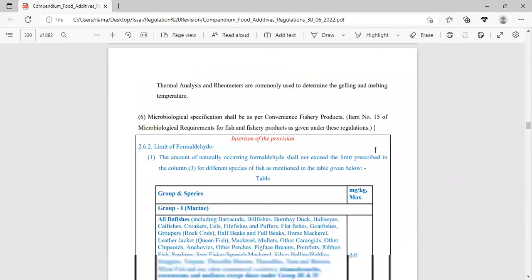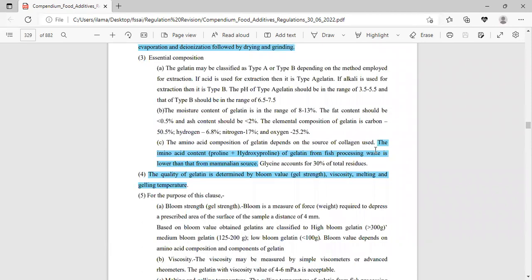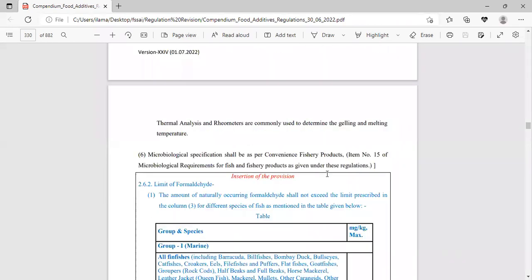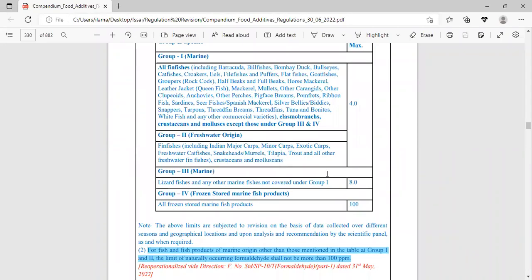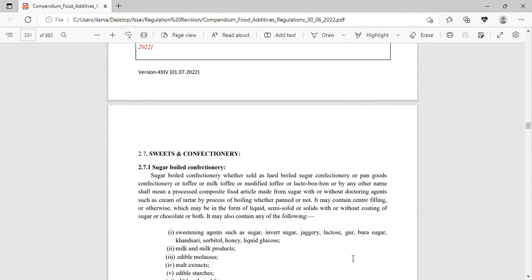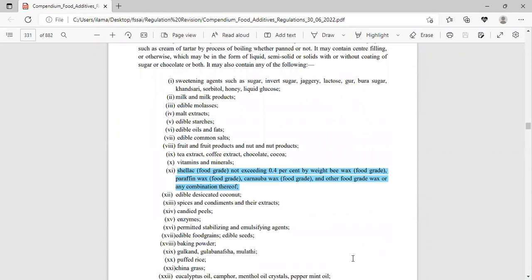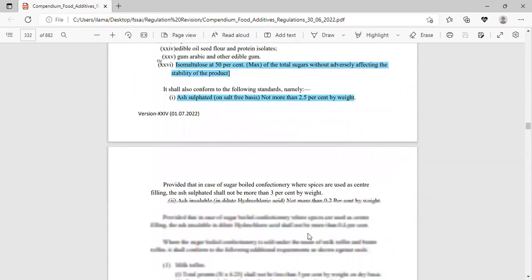Usually, the quality of gelatin is measured using Bloom value. So note what is Bloom value. It will give the gel strength, viscosity. Quality of gelatin is determined using the Bloom value, viscosity, melting point, and then gelling temperature. And then usually the formaldehyde limit for all food products other than fish and fish products is not more than 100 ppm. Next one, in sweets and then confectionaries, just go through whatever I highlighted.